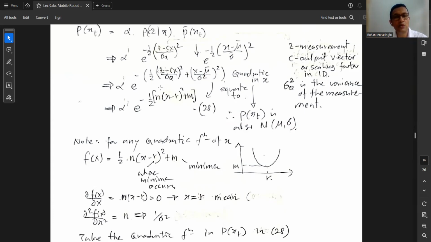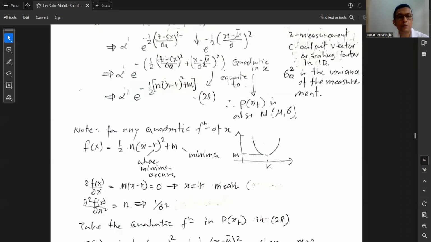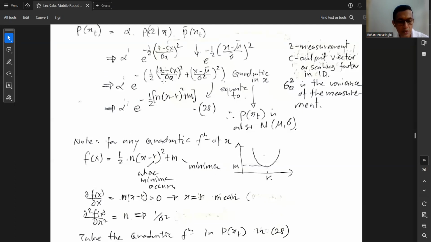So I would write it like this initially: e to the minus half n times x minus r squared plus m. So I bring in these three variables, or parameters, n, r, and m, as the resulting normal distribution after multiplying the two functions. Now, how do I calculate n, m, and r?